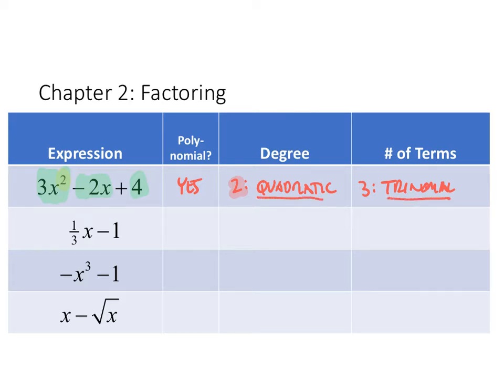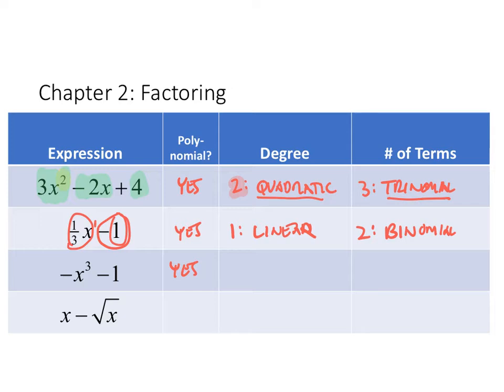The next one is a polynomial as well. And we've seen that this has just a degree of 1. So this is a linear, that's the name for it. And this thing has 2 terms. This is one term, this is another term. Oh, wait, this is another term. So it's a linear binomial. The next one is a polynomial as well, and it has a degree of 3, so it's a cubic binomial.